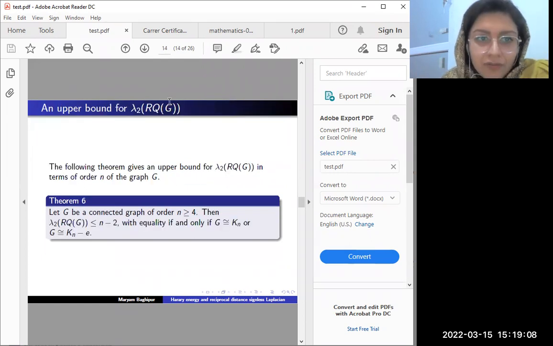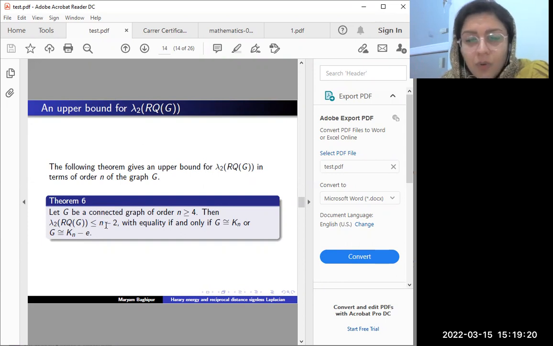Another result is for the second largest eigenvalue of the reciprocal distance signless Laplacian matrix. You know, we obtain a simple upper bound for the second largest eigenvalue, but it's really important. It has a good proof. The upper bound is n minus 2, with equality if G is equal to K_n, the complete graph, or K_n minus e.